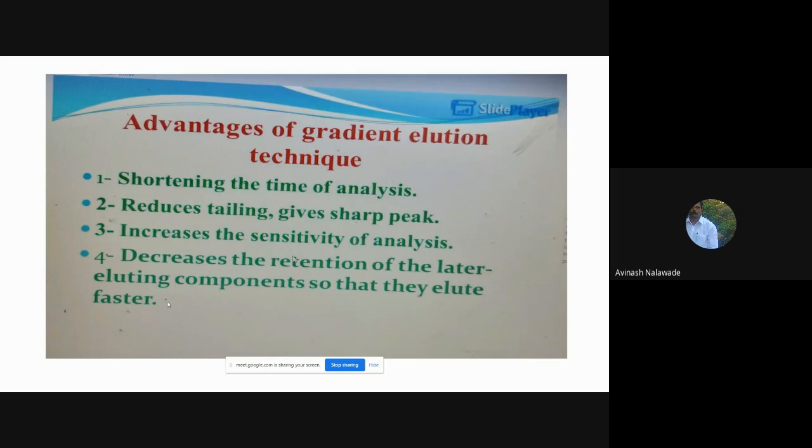Then gradient elution increases the sensitivity of the analysis and decreases the retention time of the later eluting components so that they elute faster. So these are the advantages of gradient elution over isocratic elution. Either you can use isocratic elution or gradient elution.